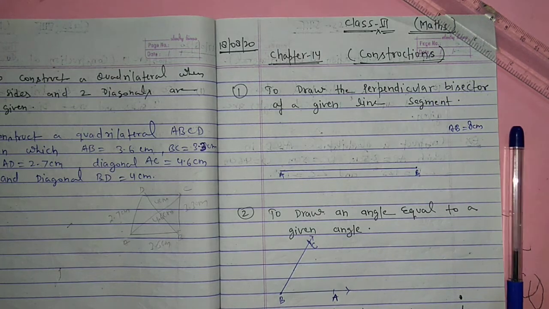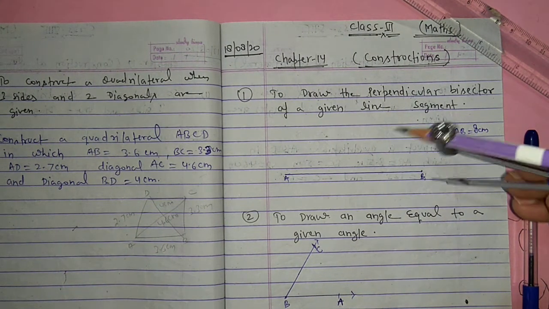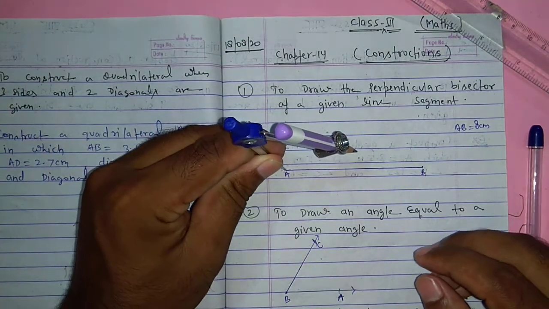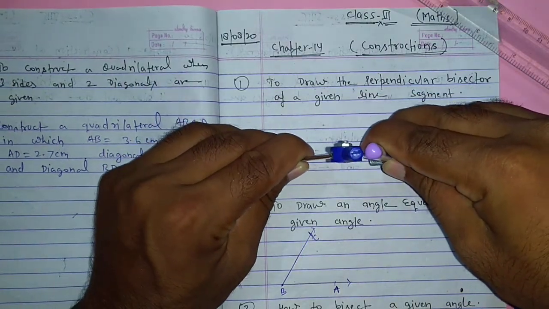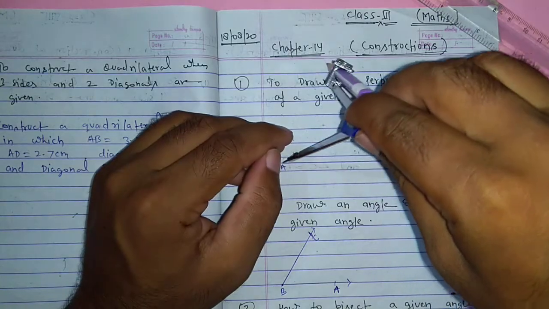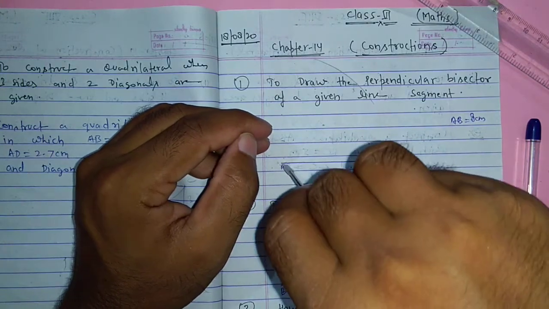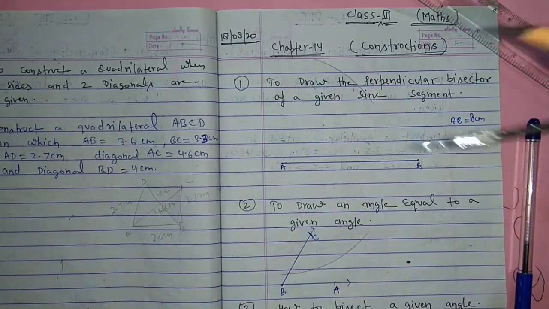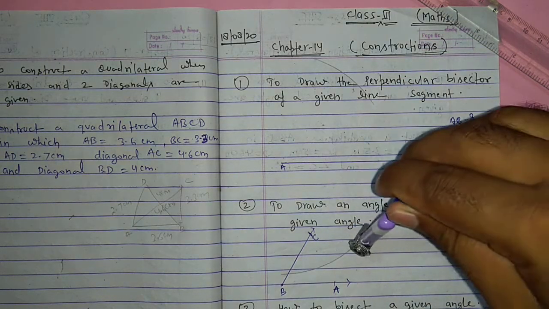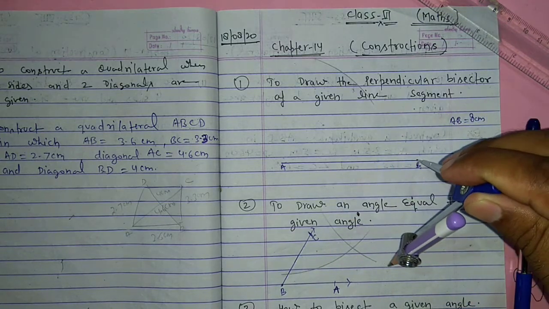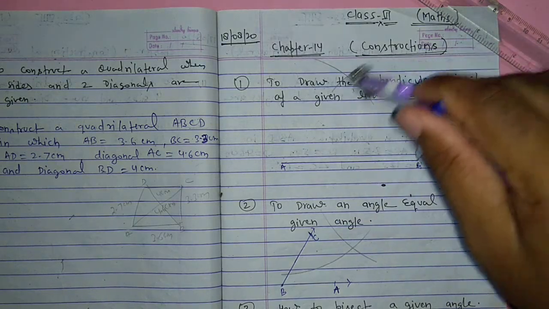So how can we bisect it? We put the pointer of the compass at A and take an arc of more than half. After that we give an arc above the line and an arc below the line. We do not change the arc of the compass, and put the pointer on B, and again when we draw, we see that it cuts the previous arc at the mentioned point.